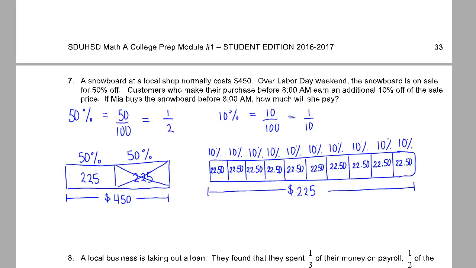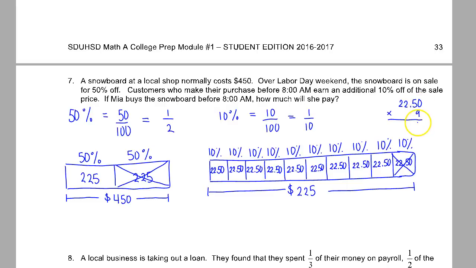Anyway, $22.50 per box, and Mia is going to save an additional 10%. So I'm going to remove one of those 10% boxes, and I can see now that the snowboard will be $22.50 times 9. Or I can remove the $22.50 from this $225. Either way I look at it, I'm going to get the final cost of the snowboard. So I might say $22.50 times 9 boxes, which is what we have remaining.